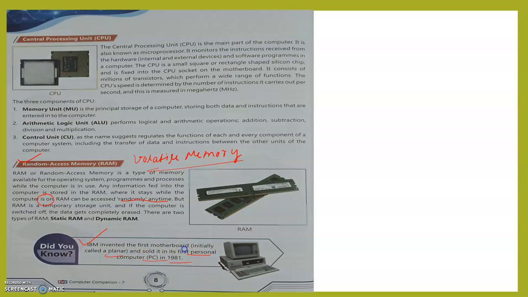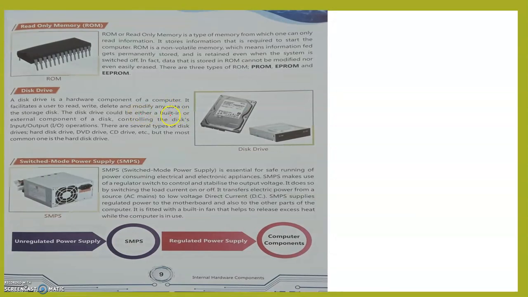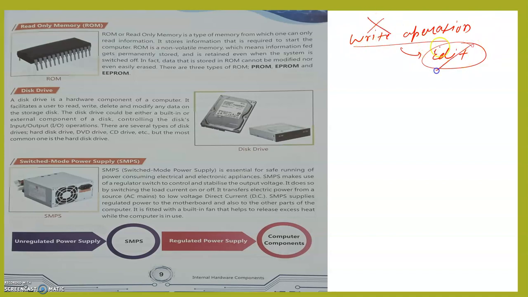Okay, coming to the next, what is the ROM chip? ROM stands for read only memory, from which a user can only read information. That's why its name is read only memory, not write. What does write operation mean? Write operation means edit option. If there is no option of write, you cannot edit, you cannot modify, you cannot add something, you cannot erase something.